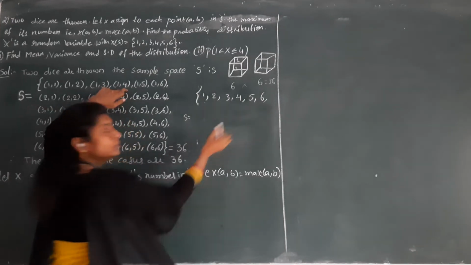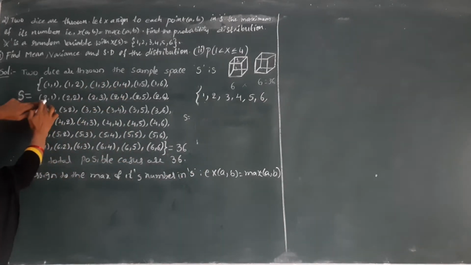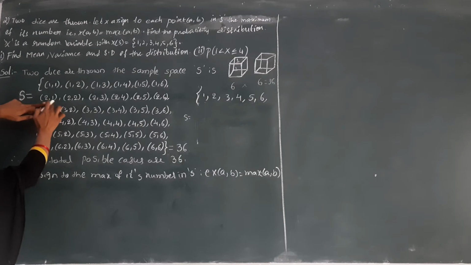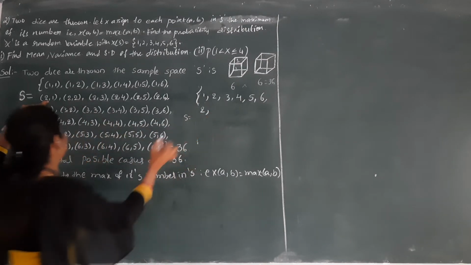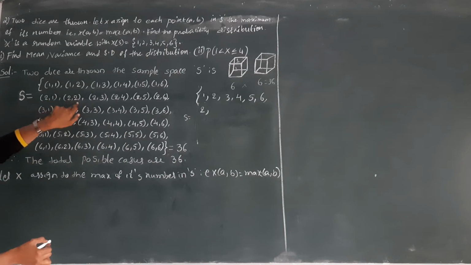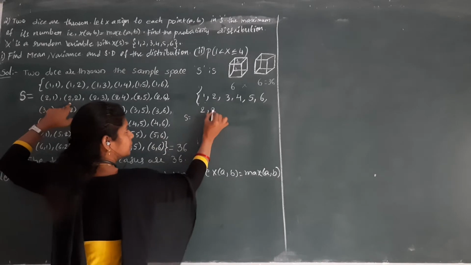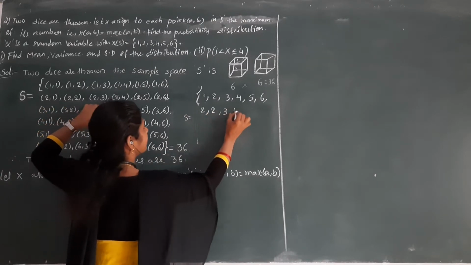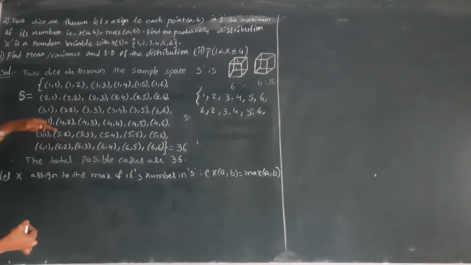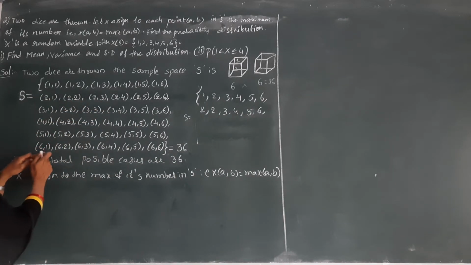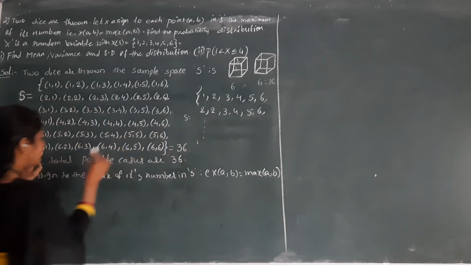Similarly, come to the second one. Here 2,1 is the pair. In this, which one is the maximum? 2 is the maximum. So I am writing here 2. Next, in this 2,2, both are the same. What is the maximum number here? 2. Next one here 3. Next 4. Next 5. Next 6. Similarly, we can find out all the values.